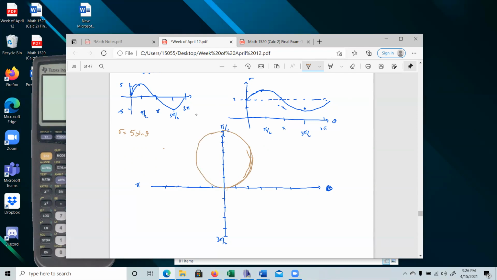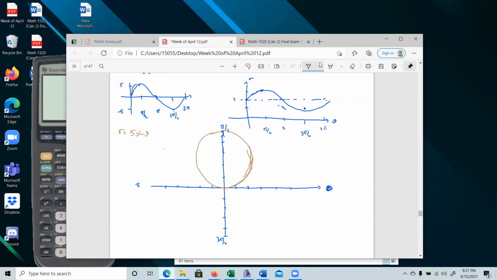All right, that looks a little bit better. And then when we get over to 3 pi over 2, we should be down here, but r is negative, so we're actually up here again. So this is a circle twice. Now, this guy here, the limacon. So when theta equals 0, we are up here.